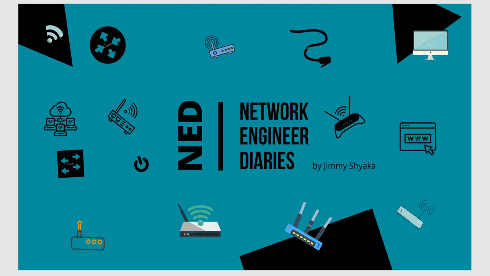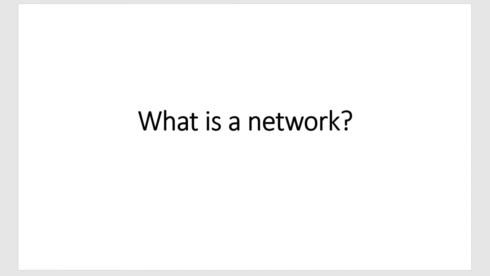I'm Jimmy Shaka. What is a network? A network consists of two or more computers that are linked in order to share resources, such as printers, to exchange files, or allow electronic communications. Computers on a network may be linked through cables, telephone lines, radio waves, satellites, or infrared light.